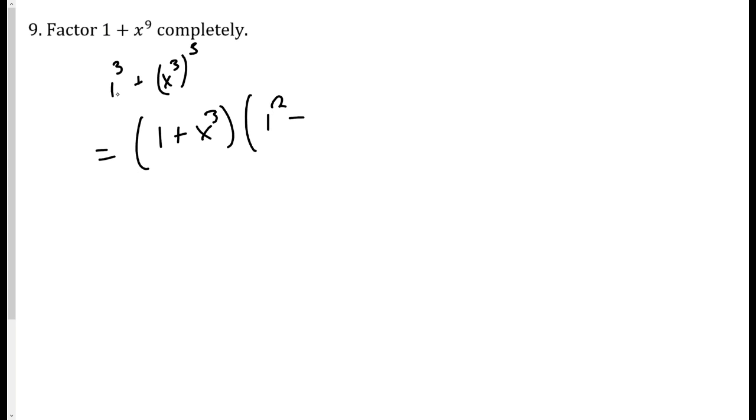9, factor completely. 1 plus x to the 9th. Well, clearly this is not the difference of perfect squares, so probably it's related to perfect cubes. That's 1 cubed plus x cubed raised to the 3rd power. So I can apply the sum of perfect cubes formula to this, and we get 1 plus x cubed. Remember, it's always, the linear factor is 1, same sign, x cubed, times the first term squared, 1 squared, which is just 1, opposite sign, find their product, so 1 times x cubed is x cubed, always positive, that thing squared is x to the 6th.